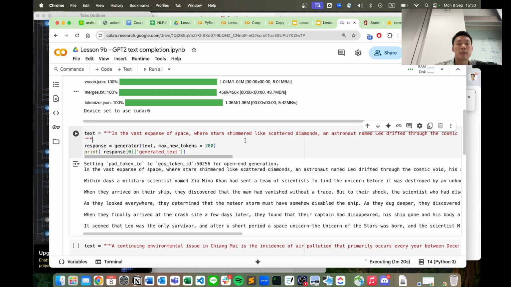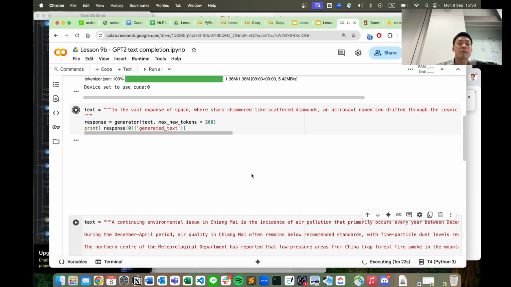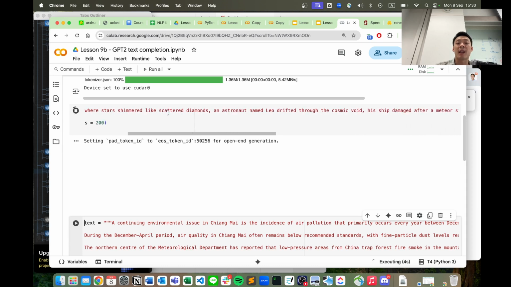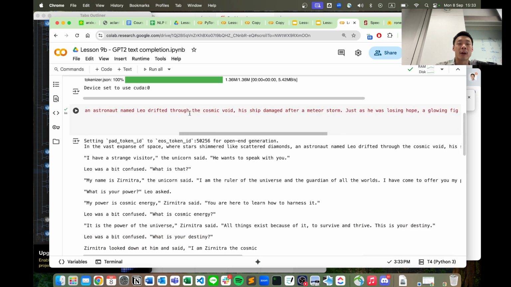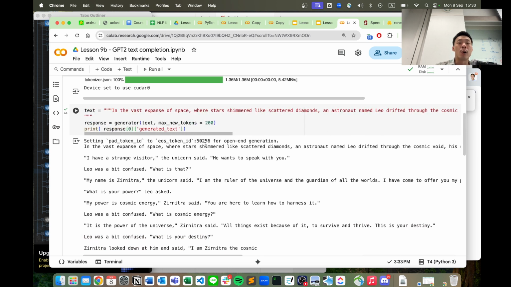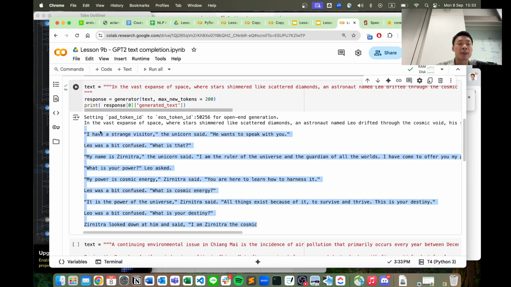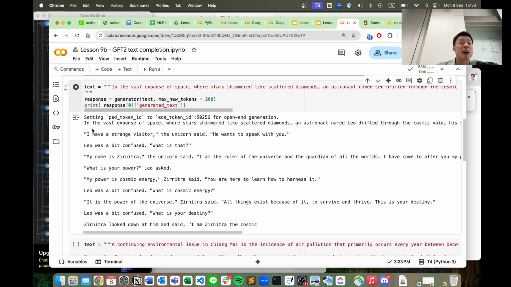Okay, cool. So you can make it generate text from any context you think of. In this case, I give it some space and astronaut, going to a cosmic void and all that, and it would know that this is the context of some sci-fi movie, and generate something that looks much better than RNN, right? I have a strange visitor, the unicorn said.